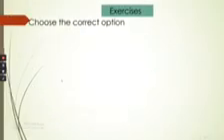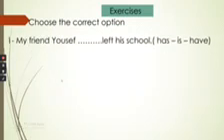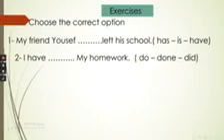And now we will have some simple exercises. Choose the correct option. Number 1: My friend Yusuf left his school. You have to choose has, is, or have. Number 2: I have my homework. I have do my homework, I have done my homework, or I have did my homework.